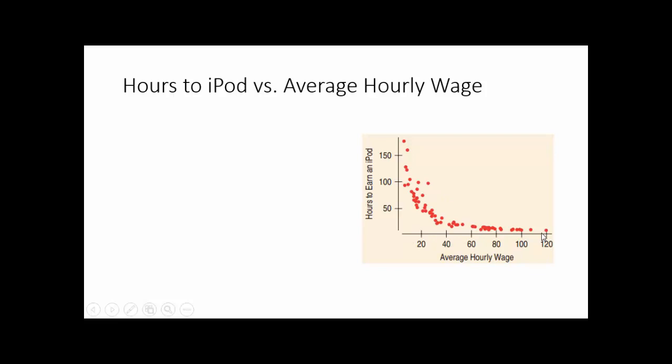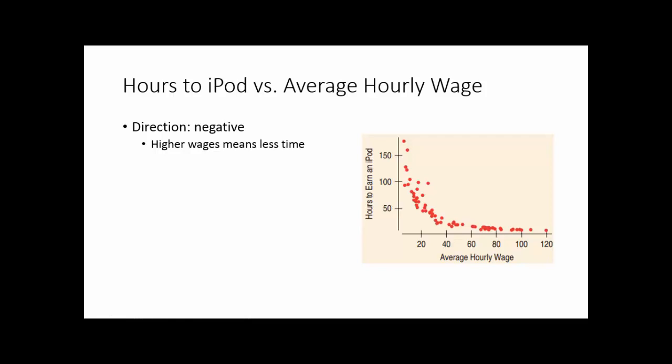As I move up in terms of the hourly wage, as I go left to right, the number of hours it takes to earn an iPod drops. And that makes a lot of sense, right? Because if you have a very high hourly wage, well, you only have to work a couple hours to get the money that you need to earn an iPod. But if you have a very low hourly wage, well, the iPods are going to seem less obtainable because you have all the hours you have to put in to get the money to earn that amount.